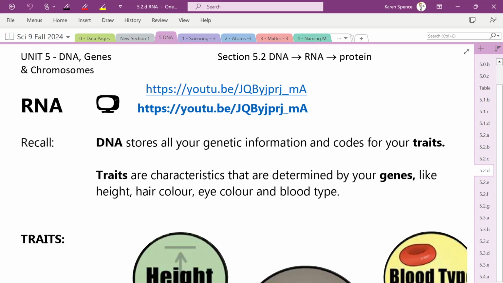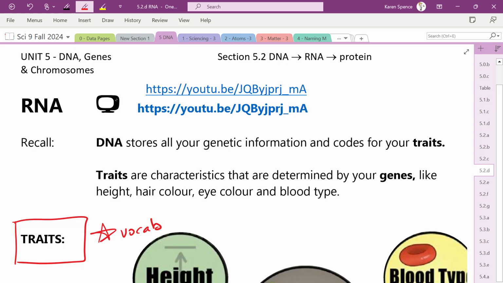We have trait, page 49. Traits, vocab. Characteristics like hair color, height, eye color. There's actually some really interesting traits that we could talk about because they're very, very simple. They only have one gene that controls them. Eye color is complicated. There's a lot of genes involved in that. Hair color, again, it's really complicated.